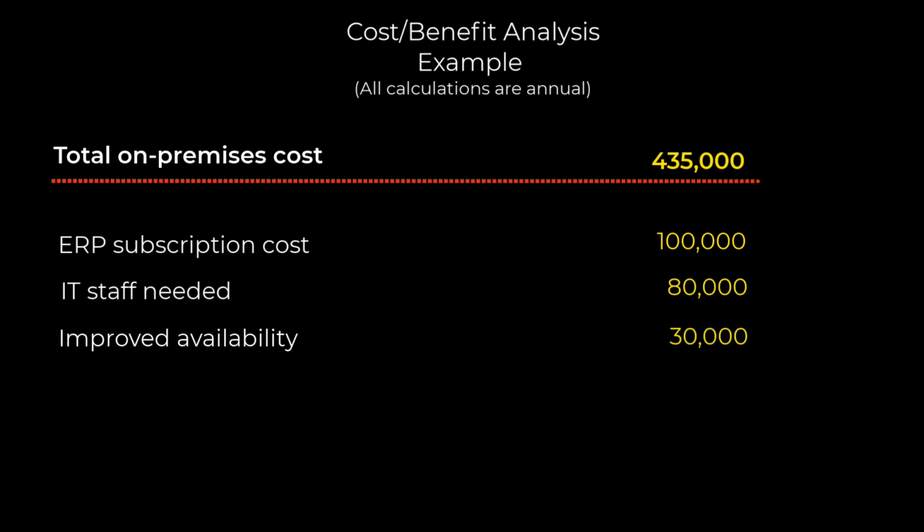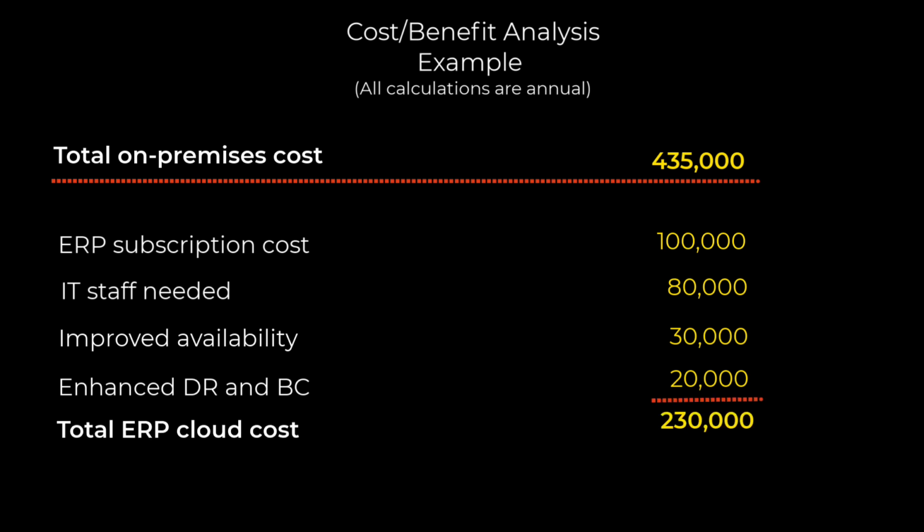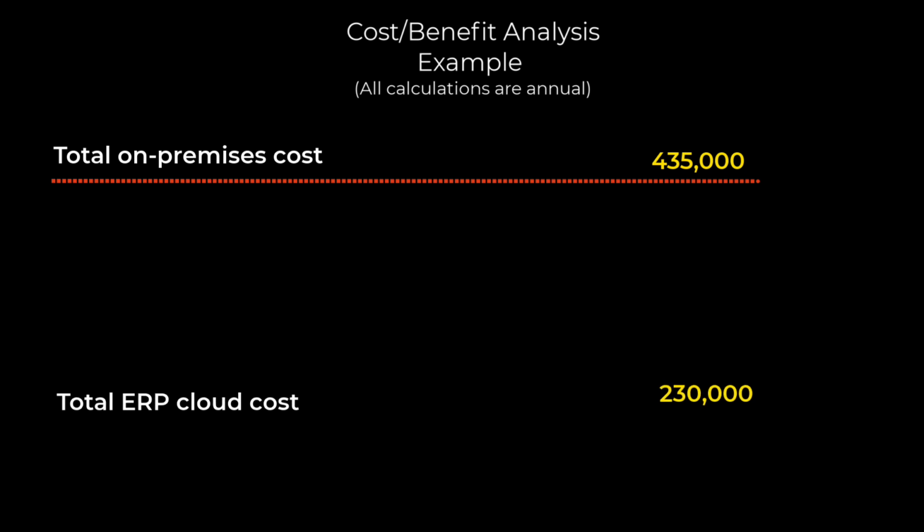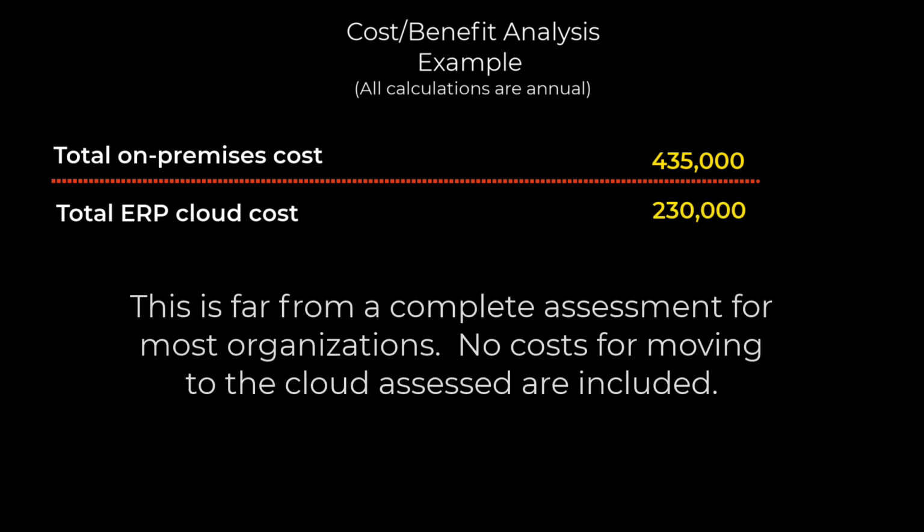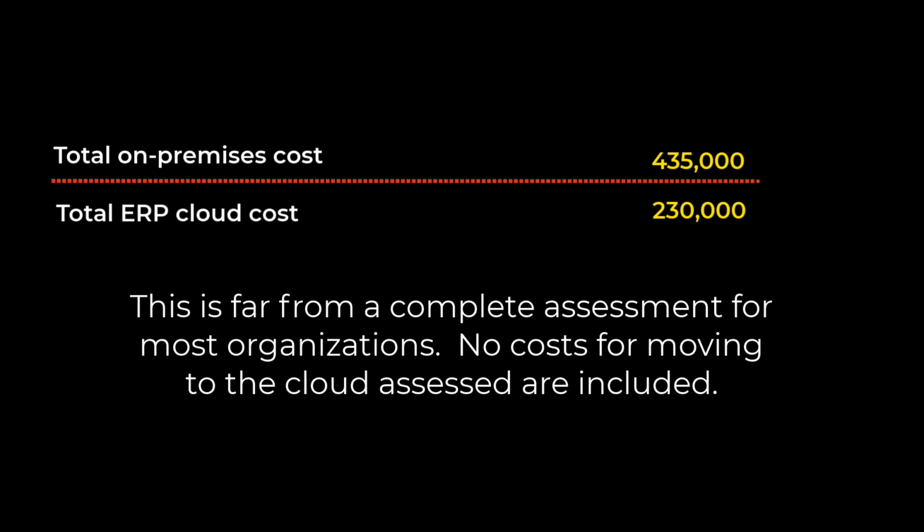Improved system uptime and reduced downtime due to cloud providers' reliability, estimated at $30,000 per year in cost savings. And enhanced disaster recovery and business continuity capabilities, estimated at $20,000 per year in cost avoidance. This is a very simple example that does not take into account everything an organization might have to assess, but it provides a quick look at how a cost-benefit analysis might be done.